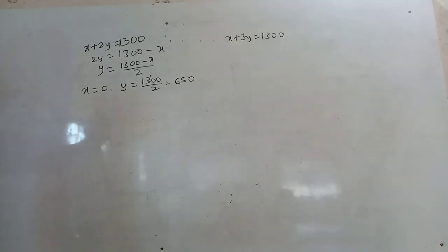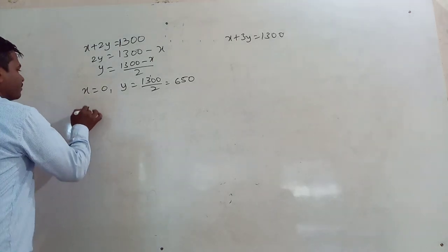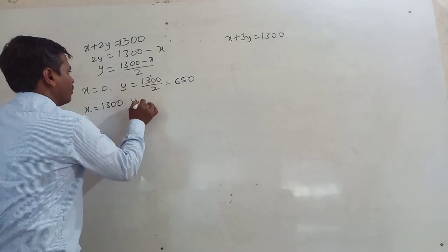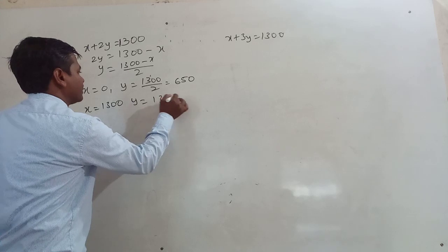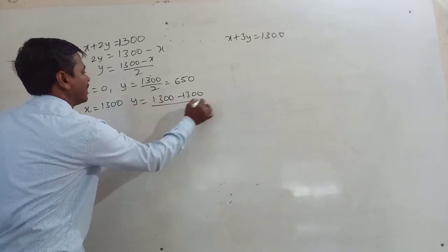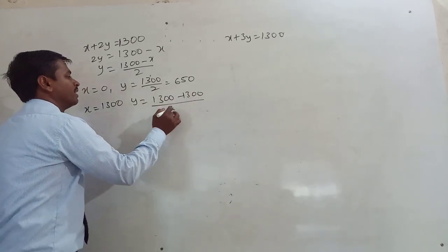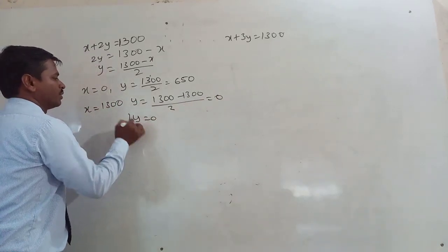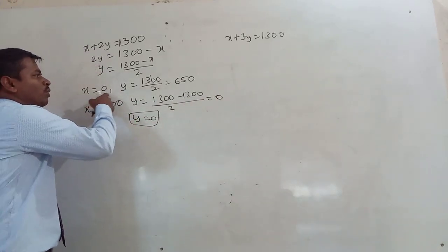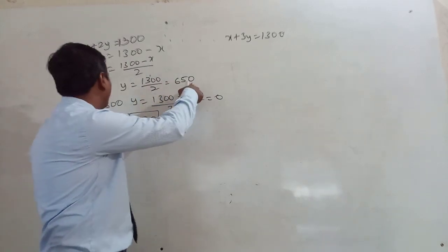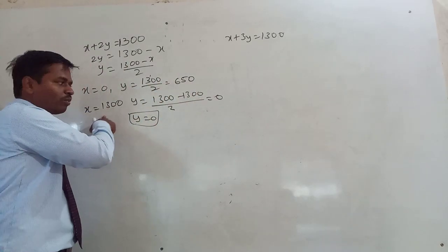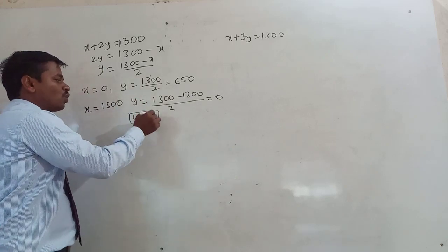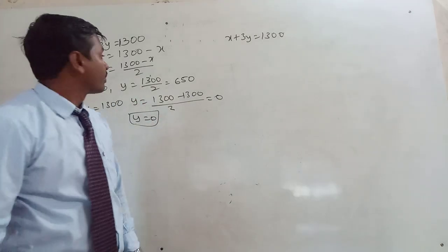When x is 1300, what is the y value? 1300 minus 1300 divided by 2 equals 0. The y value will become 0. When x is 0, y value is 650. When x is 1300, y value is 0. These are the two coordinates we are getting.